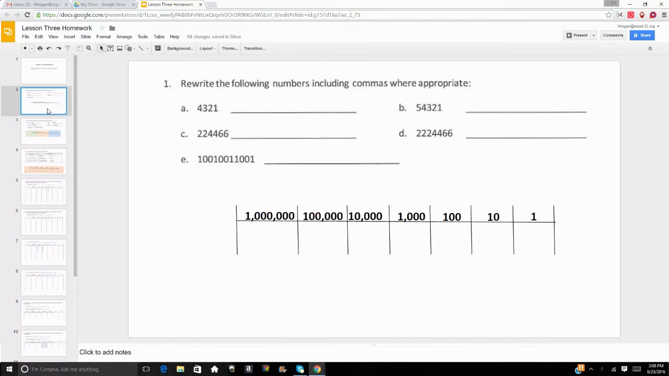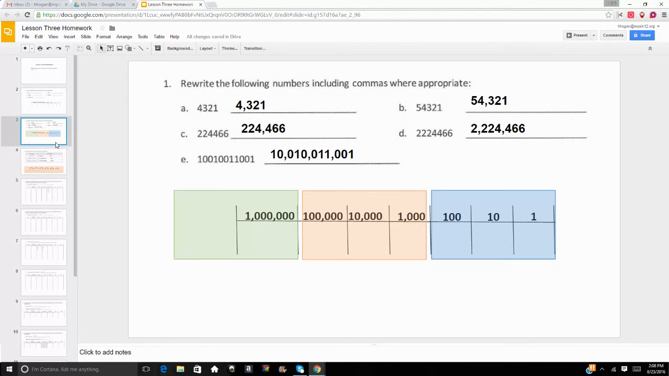So number 1 is asking us to rewrite these numbers, including commas where appropriate, and the commas help us to read numbers. And here is another place value chart where we shaded the periods: ones, tens, hundreds, ones, tens, hundreds, ones, and then tens, hundreds. And the pattern makes it easier to read the numbers, and that pattern repeats for each period. So this is the ones period, the thousands period, the millions period, and then the billions period. In between each period, you add a comma, and that helps you to read numbers.